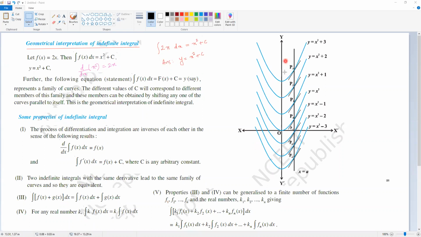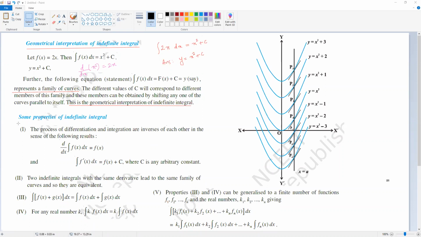So you can see that there are an infinite number of curves. That means you are getting a family of curves. The integral, the indefinite integral, represents a family of curves. When you give different values to C, you will get different curves. So this is the geometrical meaning of the indefinite integral. The geometrical meaning of differentiation was the slope of the tangent; the geometrical meaning of the indefinite integral is that it represents a family of curves.